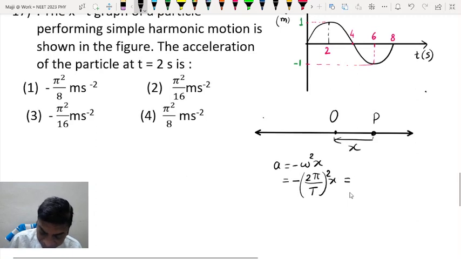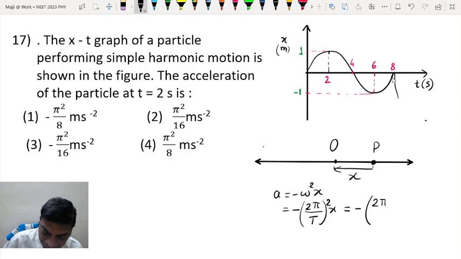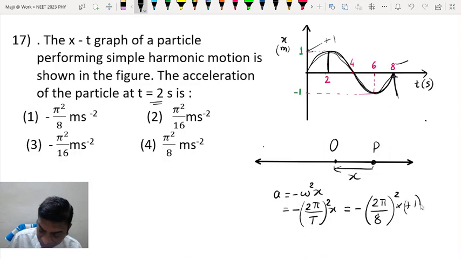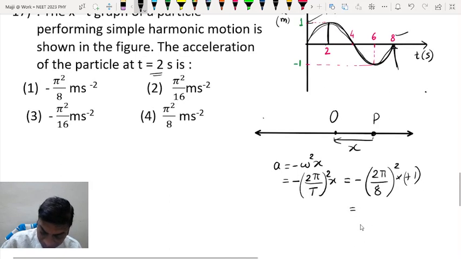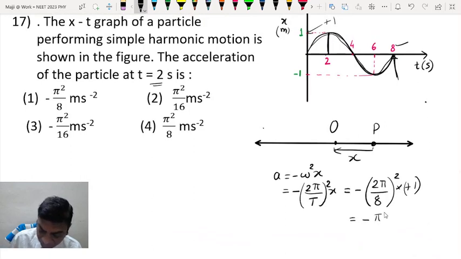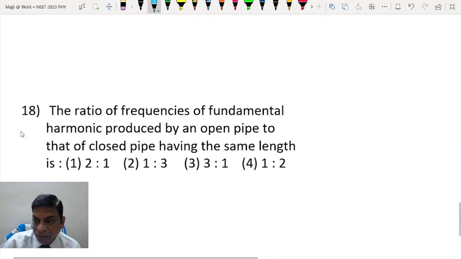So substitute the values here. You can see the period of oscillation is 8 seconds, because one complete oscillation is executed in 8 seconds. And x at t equal to 2 seconds, you can see x is plus 1. So finally you get how much? Minus pi square by 16, because 2 4s are 8, 4 square is 16. So the correct option is the third option. Then moving on to the next question.